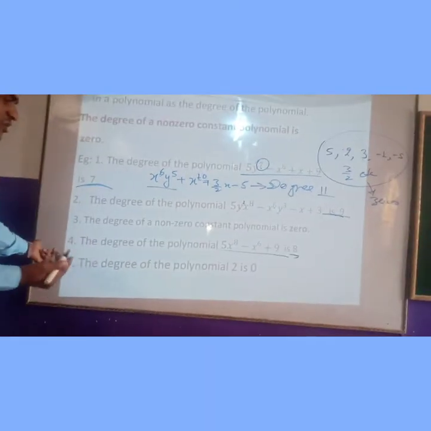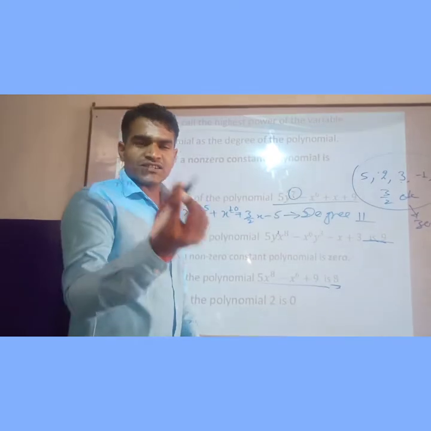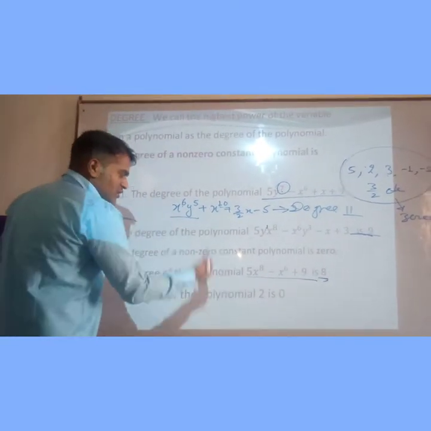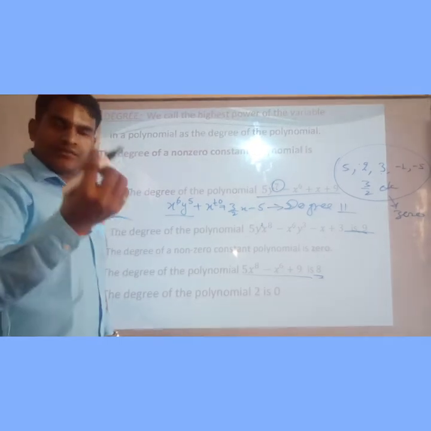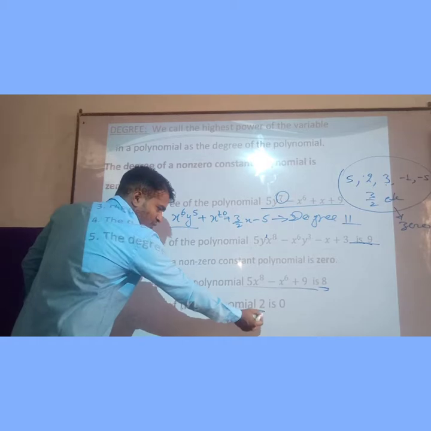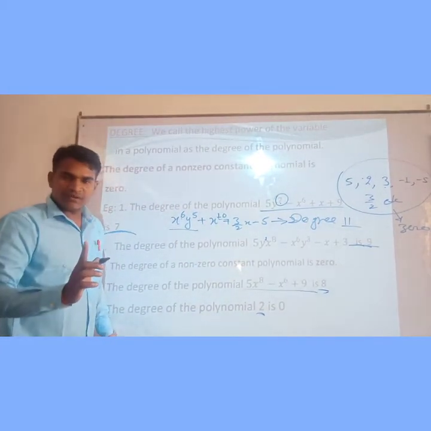What is the degree of the polynomial 2? 2 is which type of polynomial? 2 is a constant polynomial, that is a non-zero constant polynomial. As we know, the degree of a non-zero constant polynomial is 0, that means the degree of 2 is 0. It's clear? Okay.